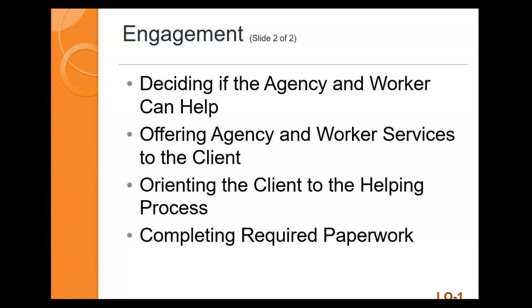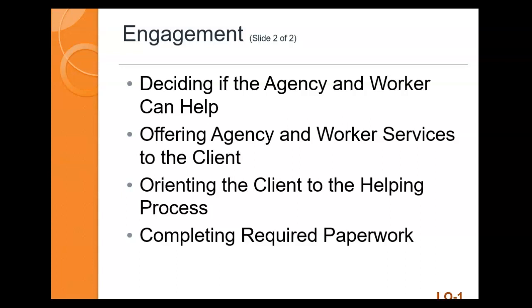You want to make sure you orient the client to the helping process. You want to make sure when you're orienting the client to the helping process that this is done very early on in the engagement process. Some of this includes making sure the client knows the rules and the conditions under which help is given, whether that is the law governing this or an agency policy governing it. But they have to have a good idea of what the policies for help are, what the rules are, what the procedures are, and that they understand what it is that they are signing up for when they agree to receive services.